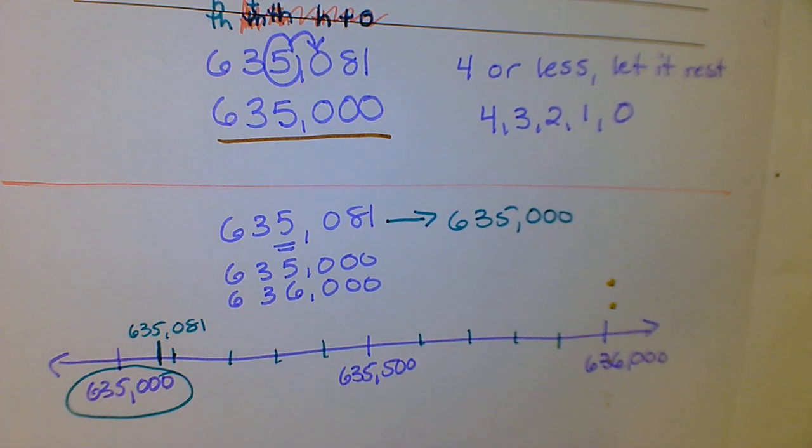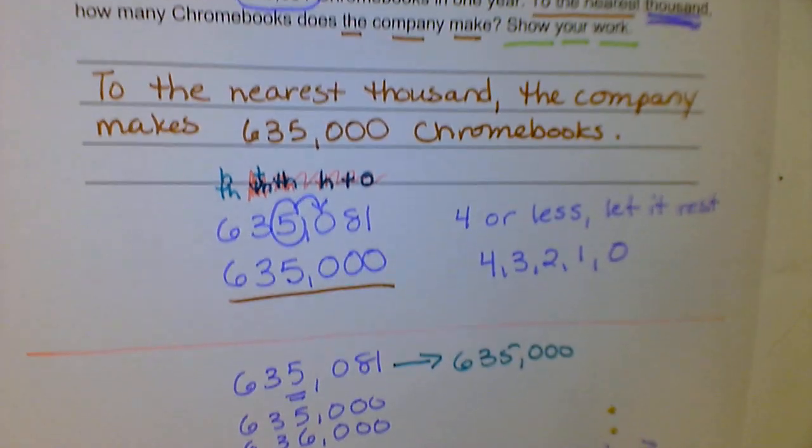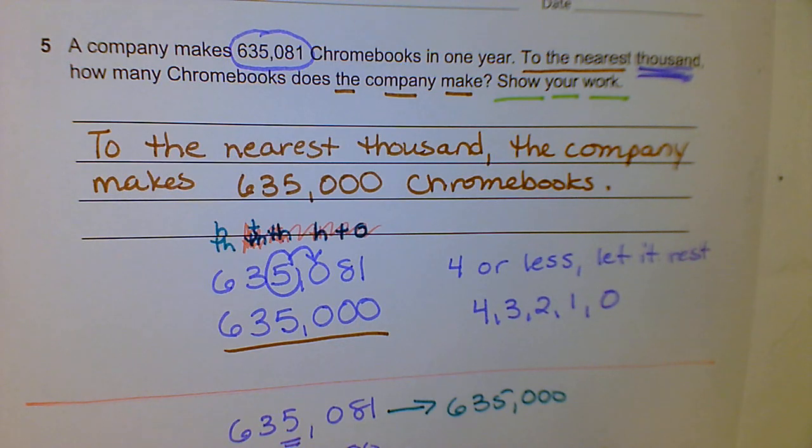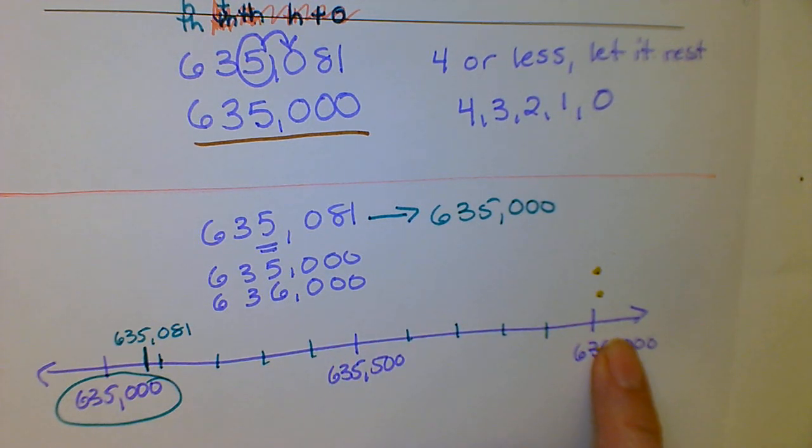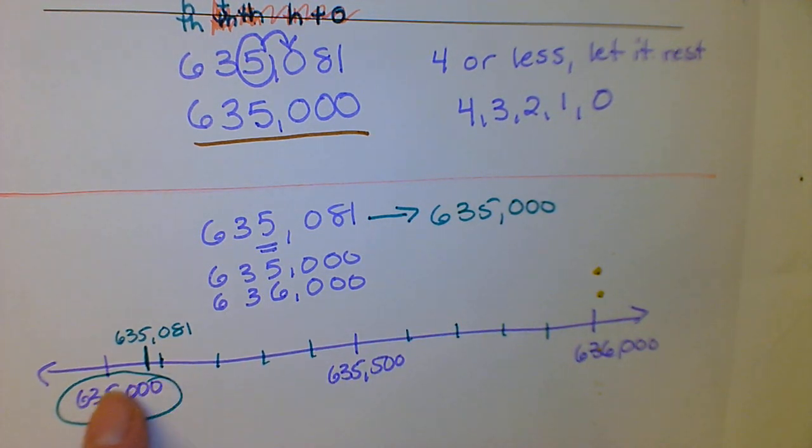So that's that other way of doing this. I know some of you really prefer to use the number line, and that is absolutely fine. Or you could just explain it. The whole point of 5 or more raise the score, 4 or less let it rest, is because when you get to the 5, you've reached this halfway point. So this would be 5, 6, 7, 8, 9. Those all would raise the score. But 4 or less would be closer to this side.